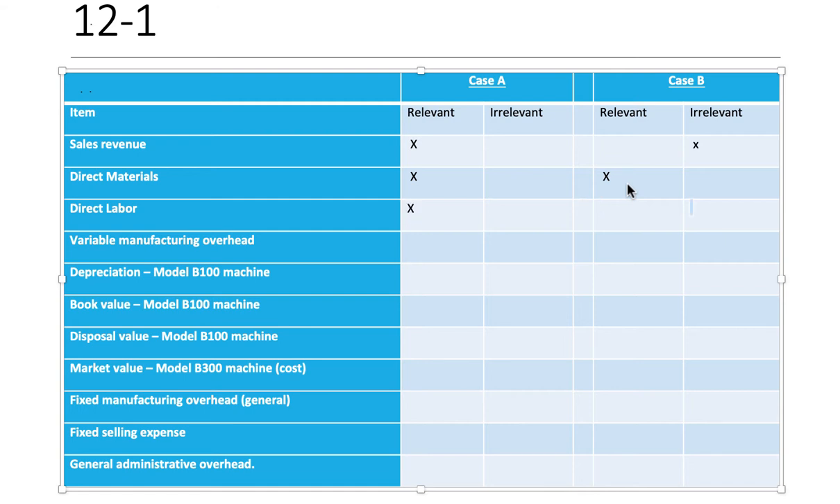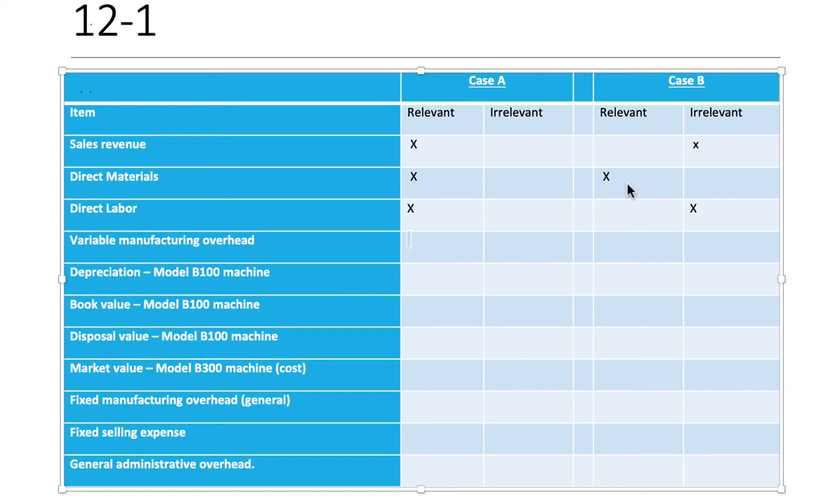Now let's look at case B. Case B says nothing's going to change other than direct materials. Well, the direct labor cost is going to remain the same, regardless if we keep machine 100 or sell machine 100 and buy and use machine 300. So in that case, direct labor for case B is irrelevant.